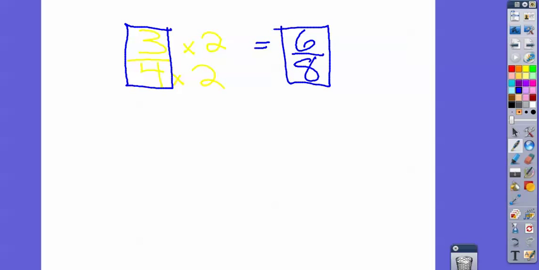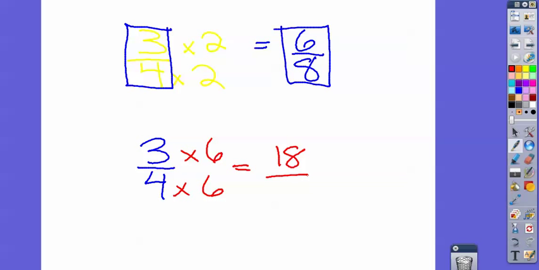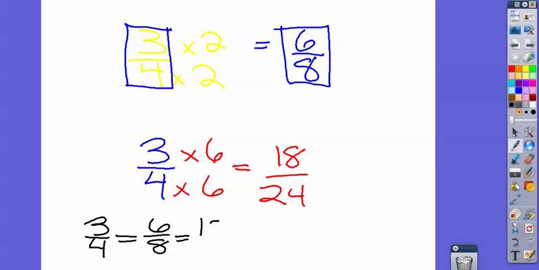I could also take a number like 3/4, and I can multiply top and bottom by just some random number. It doesn't have to be 2. I generally do it by 2s and 3s because those are just easier for me to process in my head. But what if I multiplied top and bottom by 6? Now, if I multiply the numerator by 6, 3 times 6 is 18. And if I multiply the denominator, which is 4, 4 times 6 is 24. And all of these are equivalent fractions. So 3/4 is this fraction in simplest form. It is equal to 6/8, and both of those are equal to 18/24.